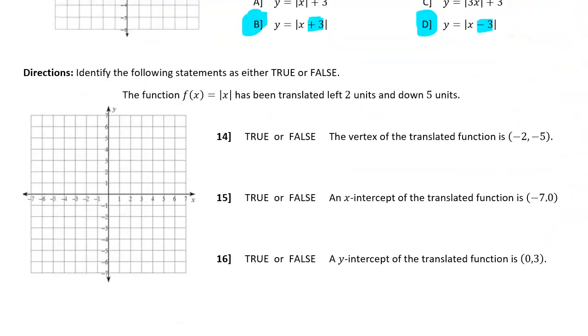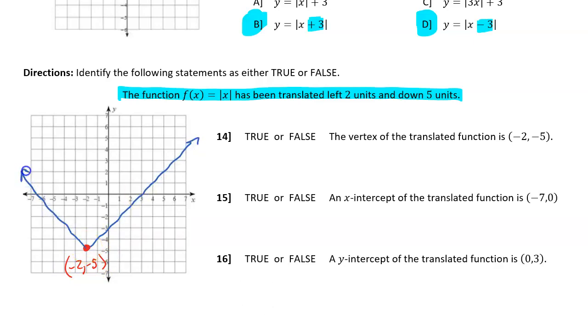Questions number 14, 15, and 16 then. We're going to graph the function that's described here, translated left 2 units and down 5, giving us a vertex at negative 2, negative 5. It doesn't say anything about the a value, so we can assume it to be positive 1, so our graph's going to look something like this.